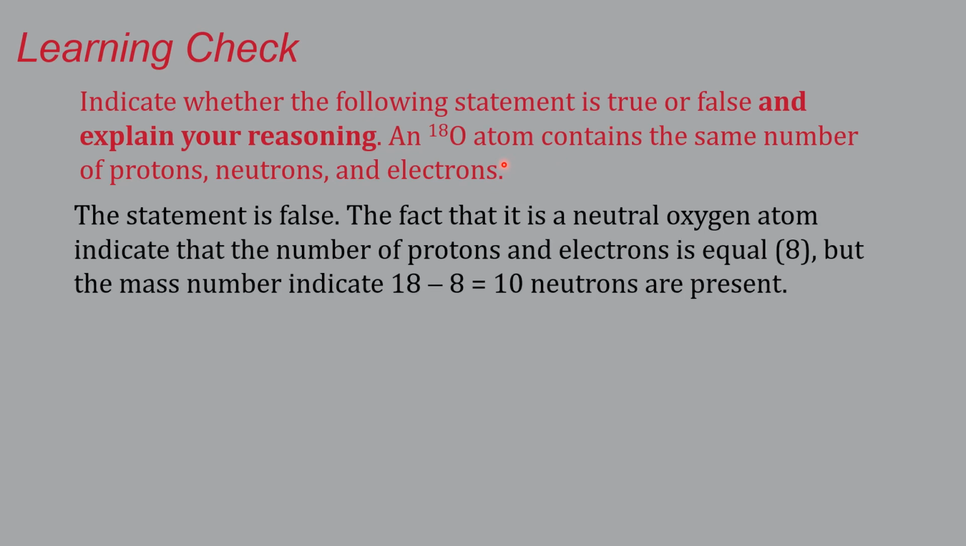All right. Hopefully you came up with false. So let's take this apart here. This is a neutral atom, so you know that the electron count and the proton count must be the same. And it's oxygen, so that tells you that it is 8 each. But the mass number right here indicates that you've got a mass of 18, 8 AMU comes from the protons, meaning you've got 10 neutrons, and in most counting systems, 10 is not equal to 8.